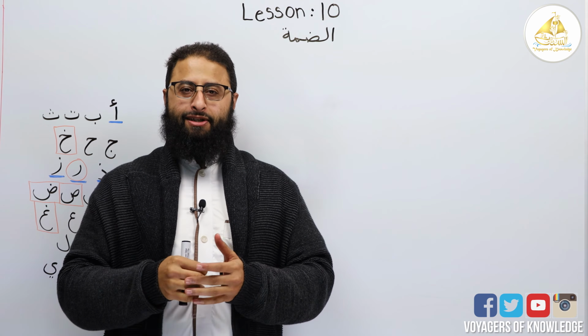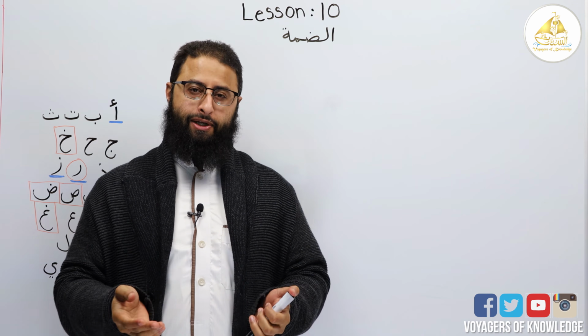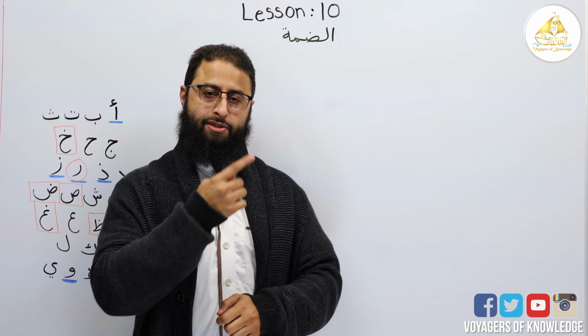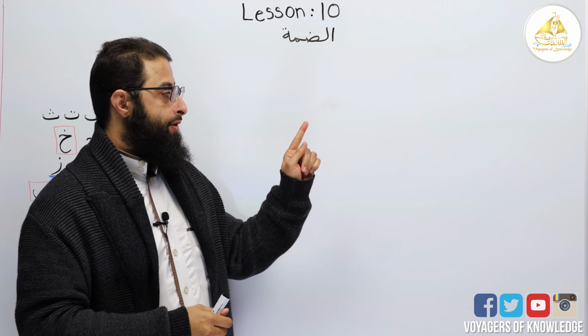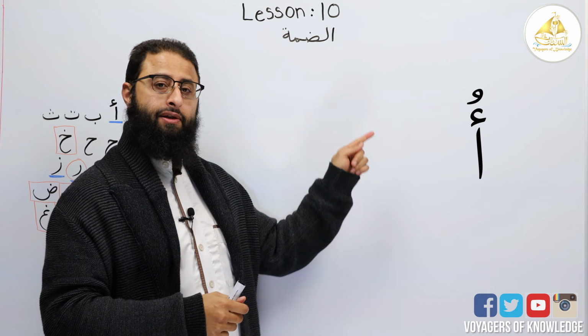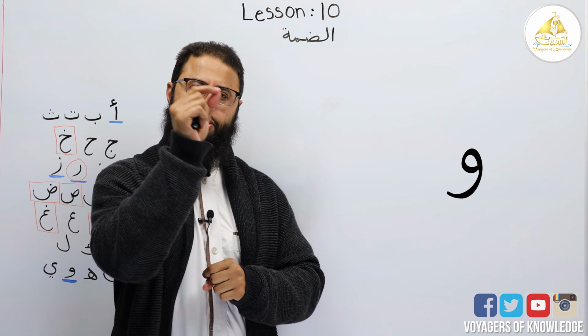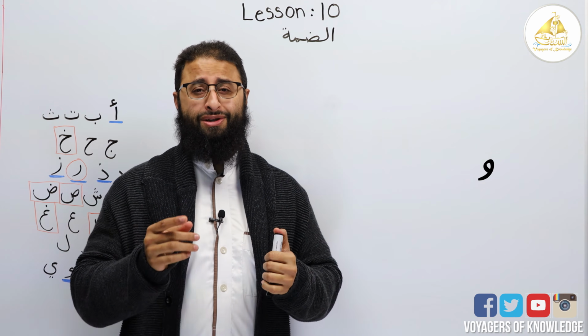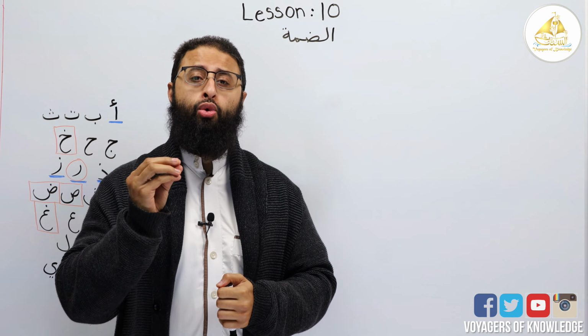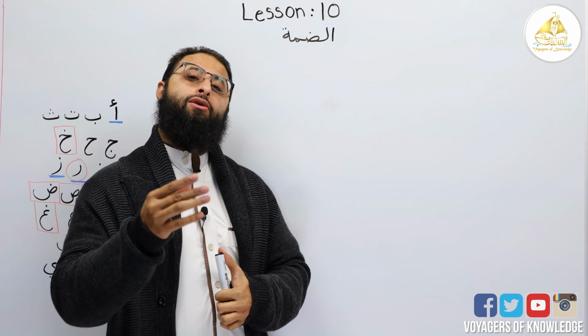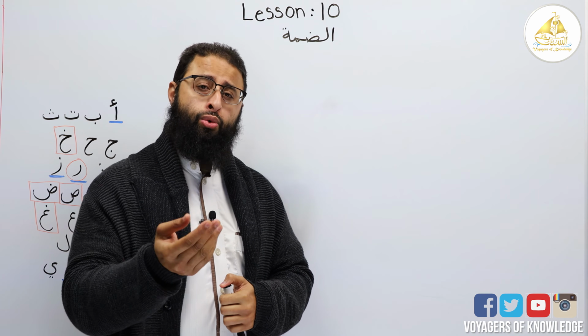Beginning today's lesson, the Dhamma. The Dhamma is a diacritic, a haraka, that is going to appear above the letter. We have an alif here, and the Dhamma above it looks like a waw. It's going to be a miniature waw. The sound that it's going to make is an oo sound, right? So with the alif, it's going to be oo.